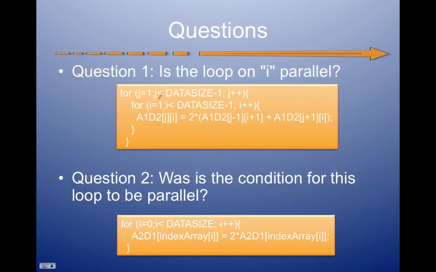So some questions: indicate if this loop is parallel, and what is the condition on the index array for this loop to be parallel?